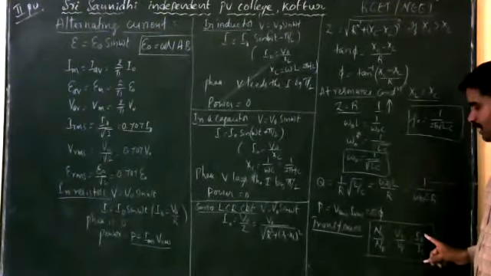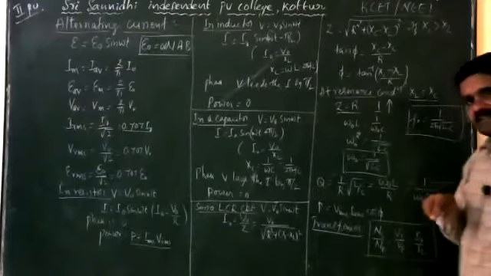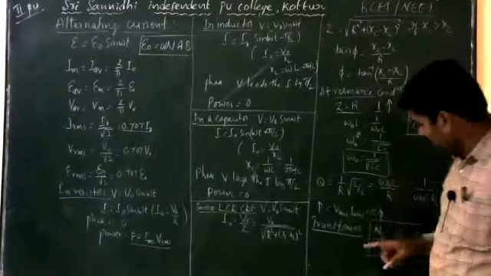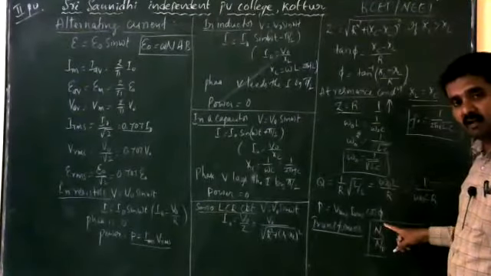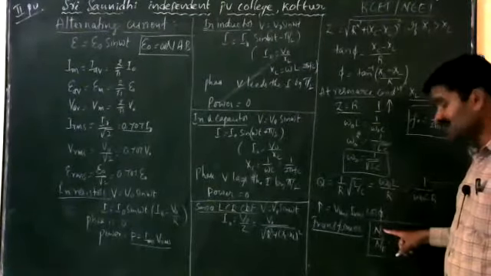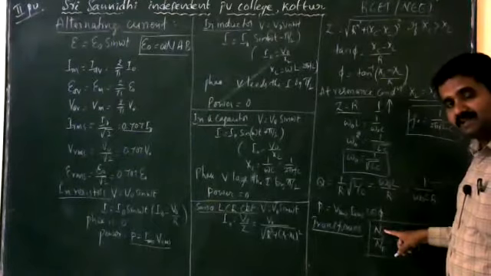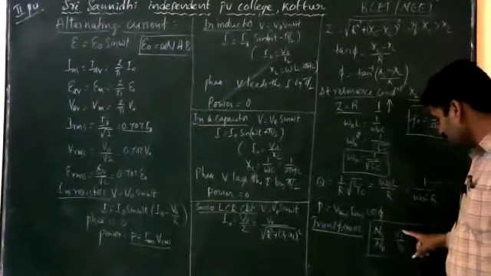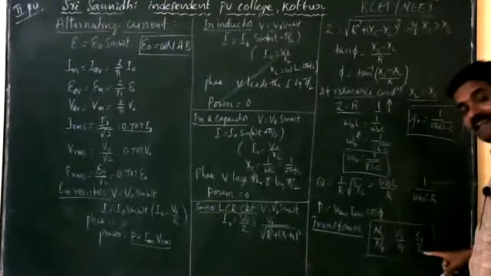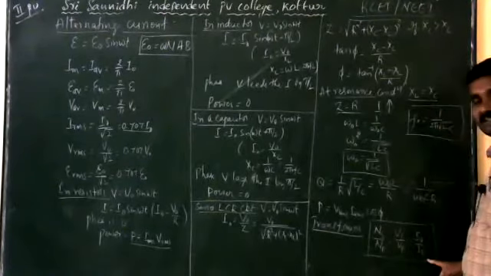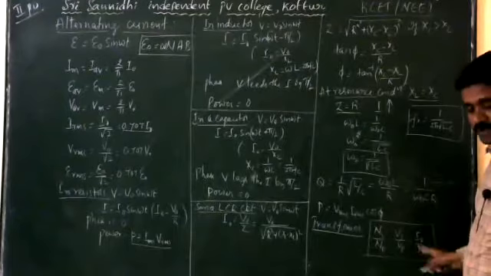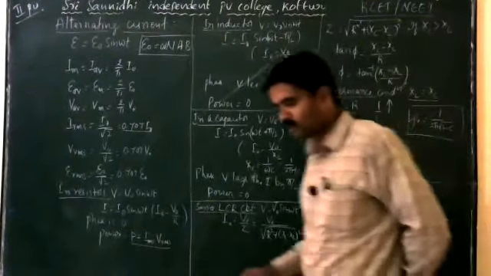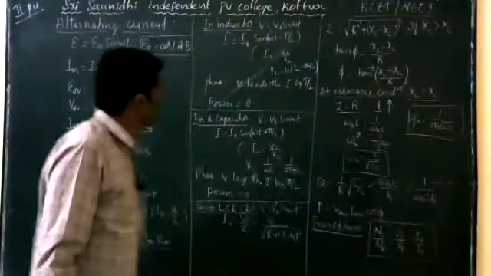In a step-down transformer, the number of turns in the secondary coil is less than in the primary coil, so Ns is less than Np, Vs is less than Vp, and Ip is less than Is. So there are two types of transformer: step-up and step-down.